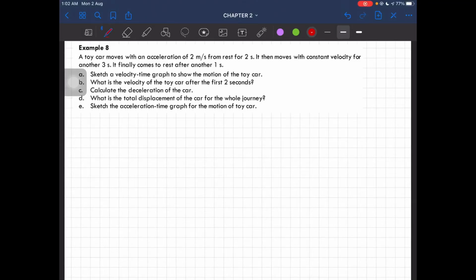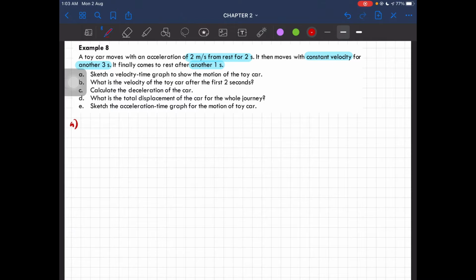Right, last example for subtopic 2.1. A toy car moves with an acceleration of 2 meters per second squared from rest for 2 seconds. It then moves with constant velocity for another 3 seconds. It finally comes to rest after another 1 second. Sketch a velocity time graph to show the motion of the toy car.